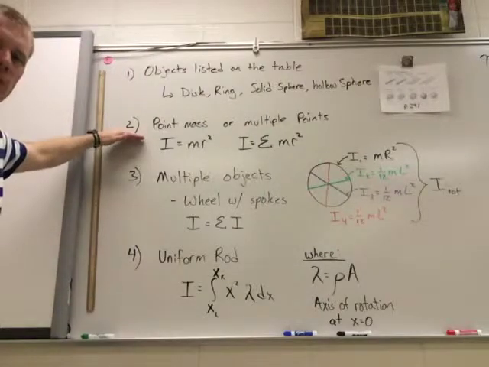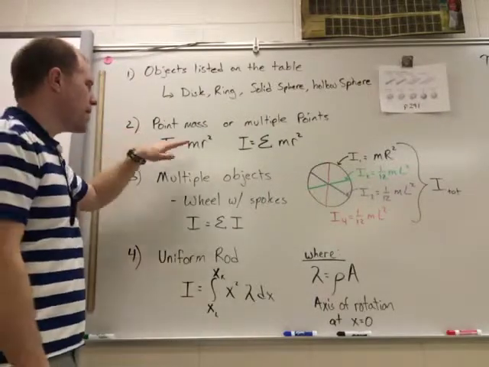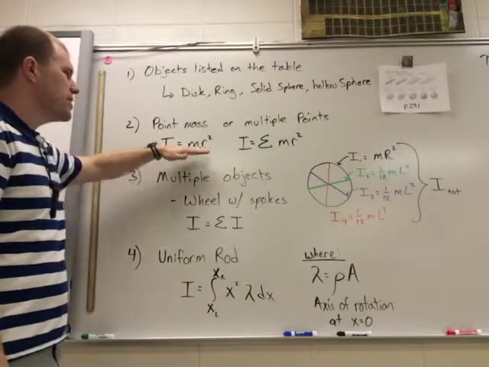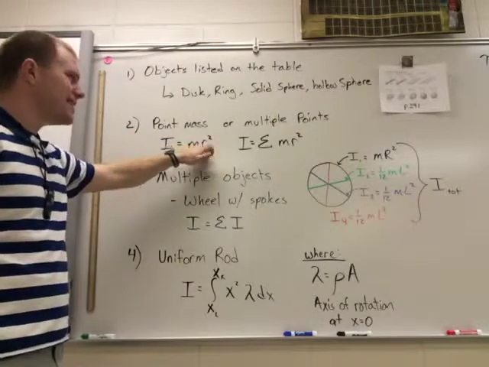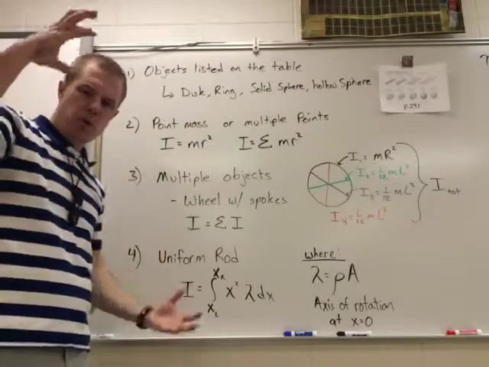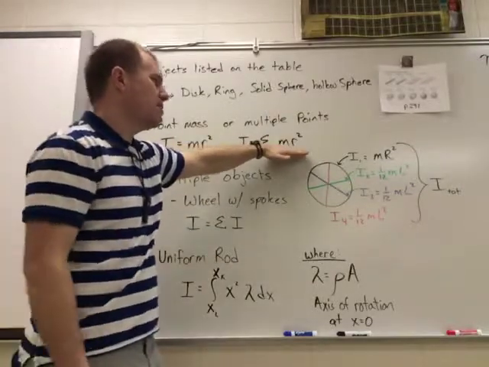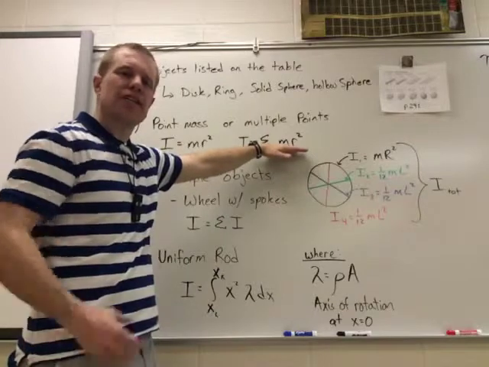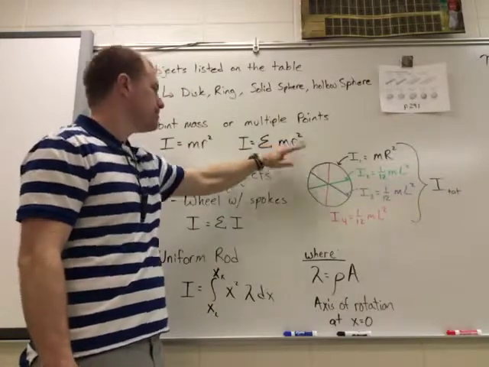Secondly, we might have a point mass. If we have a point mass, the moment of inertia is just the mass times its distance from the axis of rotation squared. If I have multiple points, I just add up each of their moments of inertia to get the total moment of inertia.